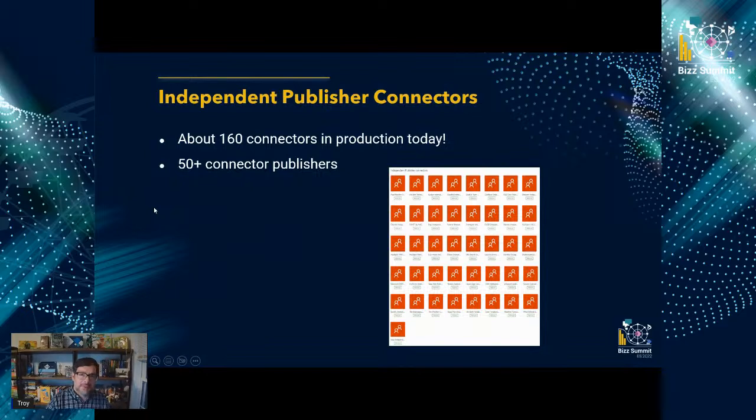As of this week, there are about 160 connectors in production today. I'm sure you've seen, if you've looked in Power Automate or on the documentation site for connectors, all of these orange icons. It's not my favorite icon, but it is what it is. So it's two publishers, I guess, is what this is. And in the program, which just started about a year ago, over 50 additional publishers have joined us.